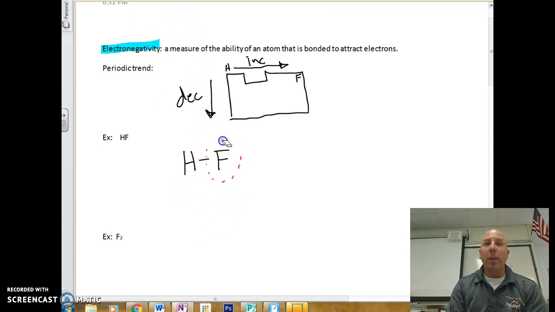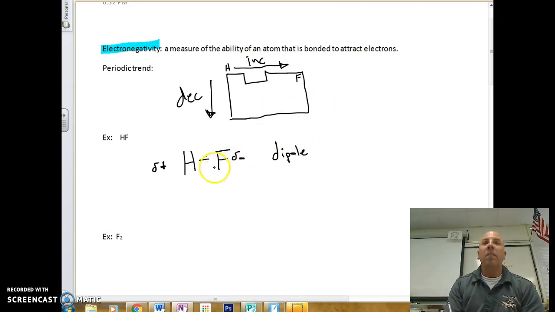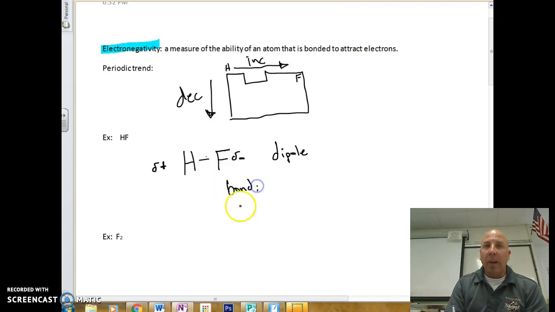When that occurs, we get a couple of things happening. Electrons are negative, so we get a slightly negative charge on this side of the molecule and a slightly positive charge on this side. We illustrate that using a little delta sign, delta negative and delta positive. What this means is this molecule now has what is called a dipole, a partial charge on an overall neutral molecule. We can look at both the bond and the molecule.